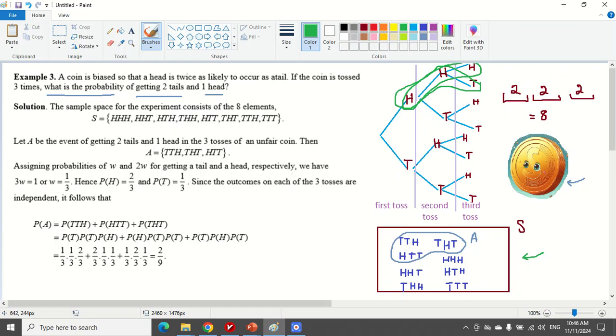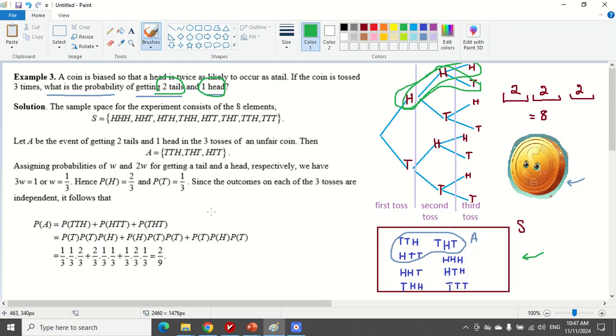When I wrote it over there, I was looking for getting 2 tails and 1 head. I'm looking for this probability. So I select all cases that contain 2 tails and 1 head. I circle those cases and write them as a subset of that sample space, or as an event A. Up to this point, if the coin is unbiased and fair, the probability can be easily calculated. It's going to be 3 cases out of 8 cases, so 3 over 8. But over here the coin is biased.